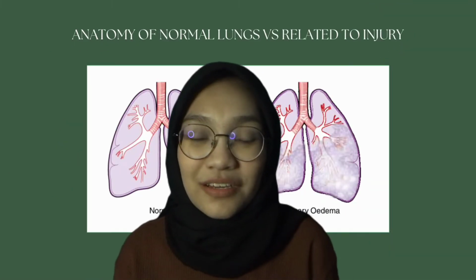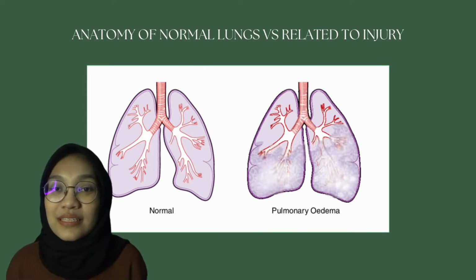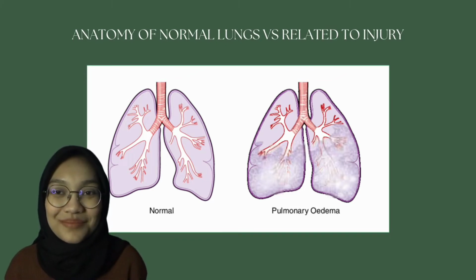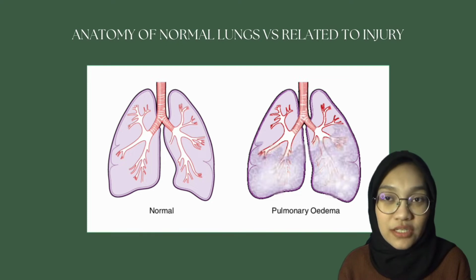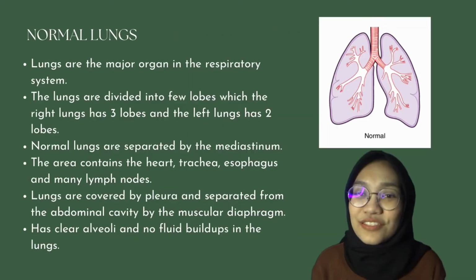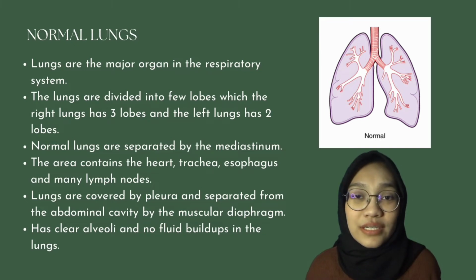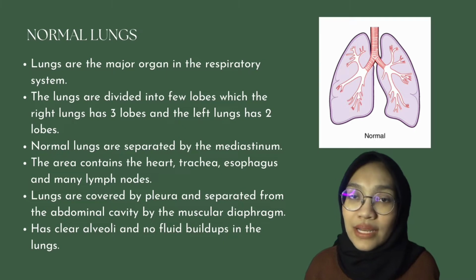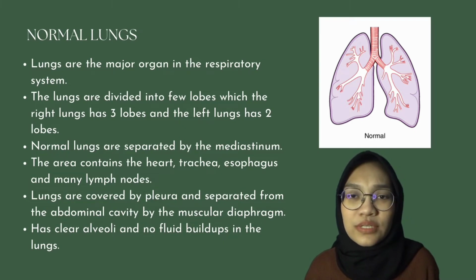Next is the anatomy of the normal lungs. This image demonstrates pulmonary edema. You can obviously see the difference between the normal lungs and the lungs that are related to an injury like pulmonary edema. But before we jump into the explanation of pulmonary edema lungs, let's see the anatomy of normal lungs. Lungs are the major organ in the respiratory system. Lungs are divided into a few lobes, where the right lung has 3 lobes and is slightly larger than the left lung, which has only 2 lobes.